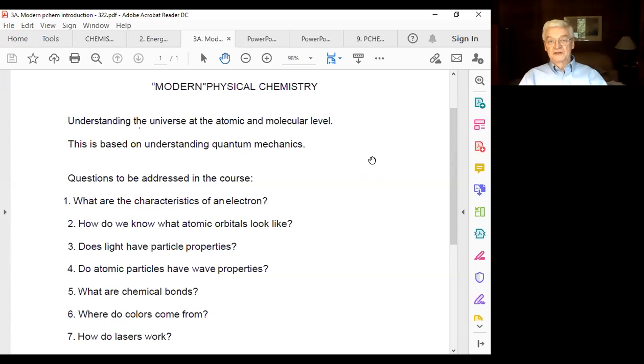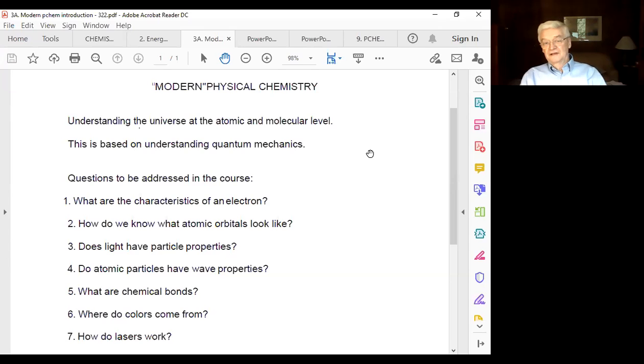So questions to be addressed in this course include, what are the characteristics of an electron? I'm going to go out on a limb and say right now that you probably think you know what an electron looks like or what an electron is. By the end of the course, I think you're going to be more confused and really say, what in the heck is an electron? It's not just a little minus sign with a circle around it flying around a nucleus. It's going to be more complicated than that.